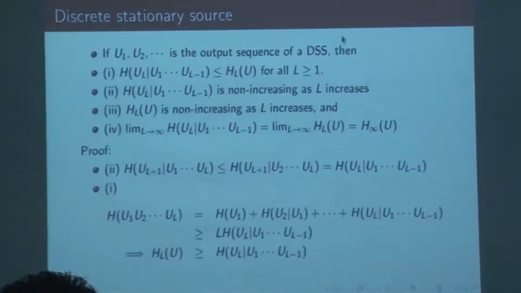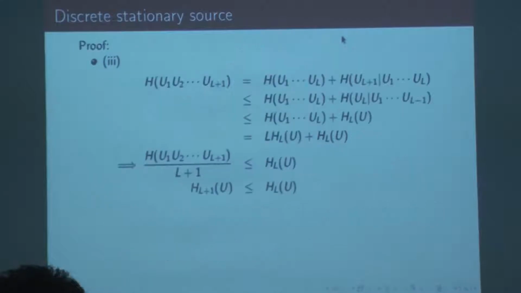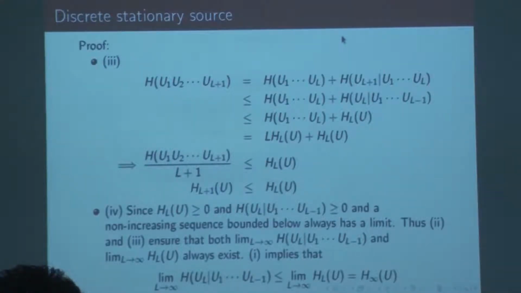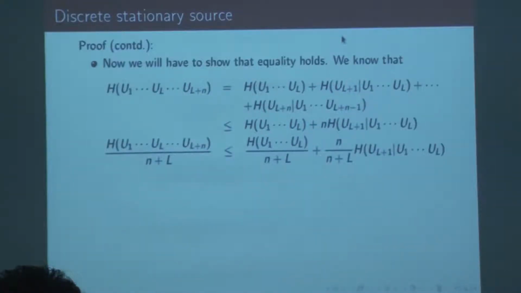Now from this property, we already know as L tends to infinity, this is less than or equal to this. Now we are going to show the other way around, that as L tends to infinity, H L of U is also less than or equal to this term. So to show this, this obviously follows from property 1. So, let us prove the other way around.